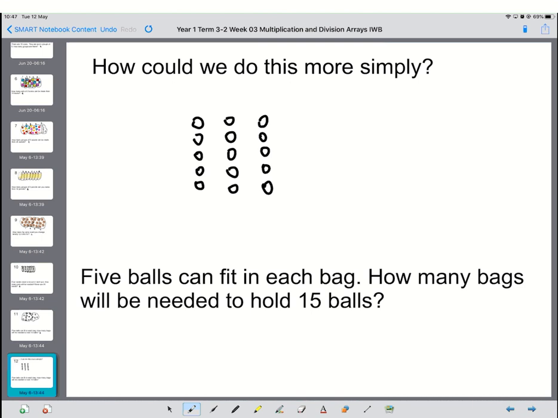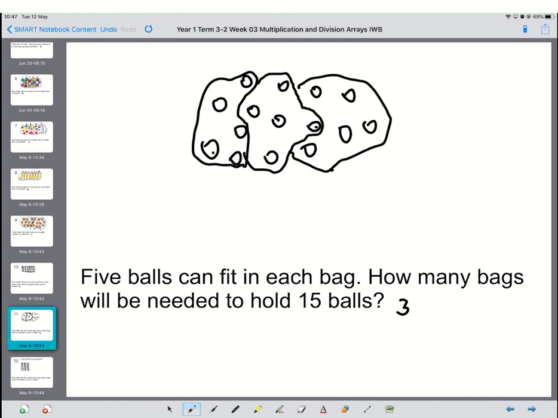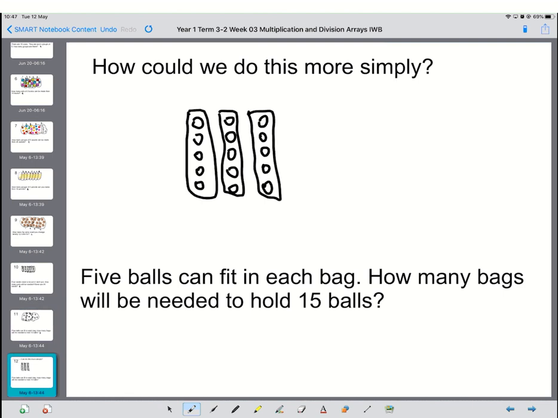Now, is that easier than the messy mess like that? I think you find it is, and that is what we're going to be starting to do tomorrow onwards, is we're going to use arrays to solve these problems.